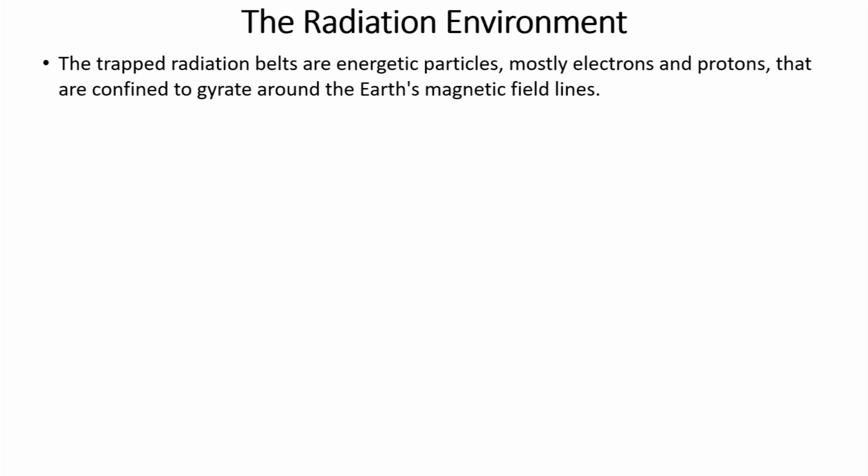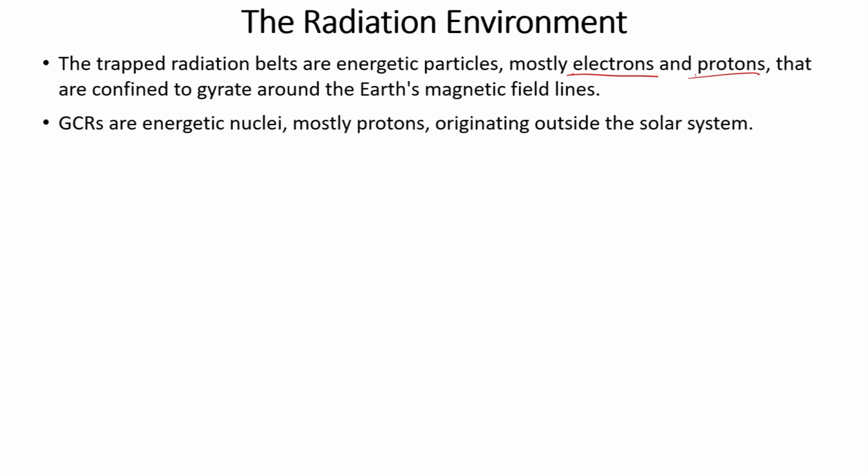Before that, let us introduce what all this is. Apart from the high energetic particles, even the trapped radiation belts contain energetic particles, and they are mostly electrons and protons. Electrons are predominantly present in the outer belt, whereas protons are predominant in the inner belt, and they are confined to gyrate around the Earth's magnetic field lines. This part we already discussed, how it happens, whereas the galactic cosmic rays are different.